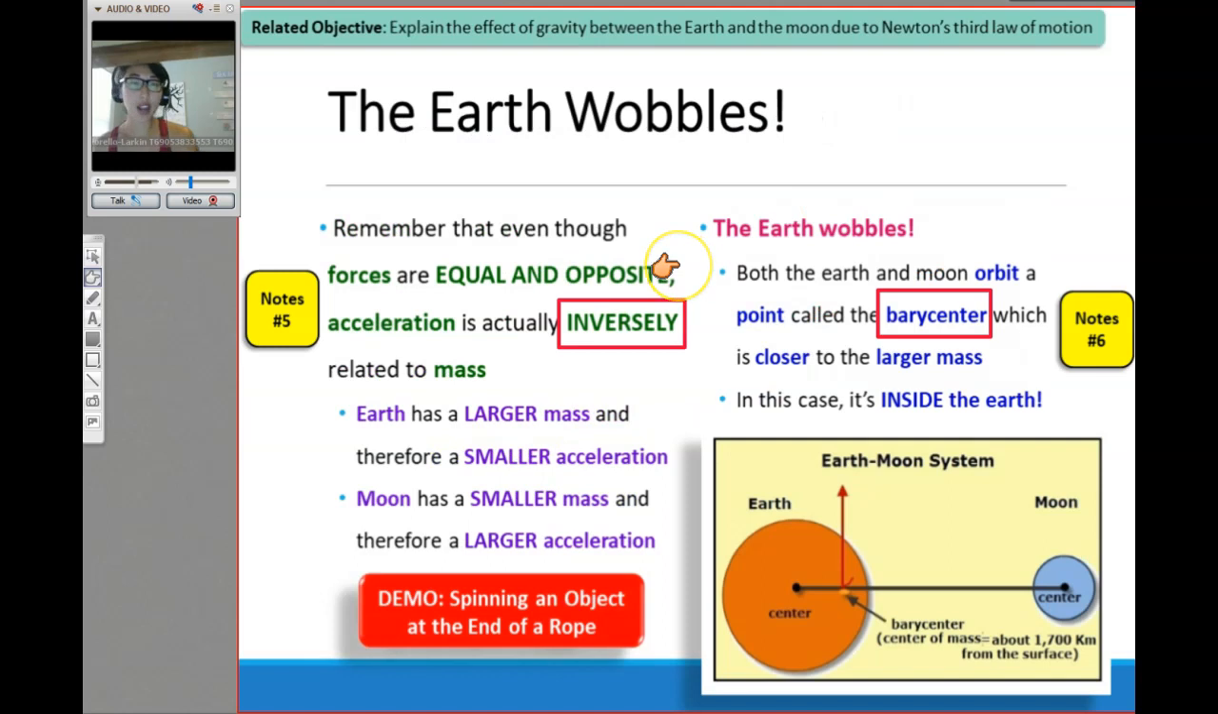However, what you're probably thinking is if they have equal and opposite forces, how is it that the moon can be pulling on the Earth just as strongly, but the Earth is not rotating around the moon, the moon's actually rotating around the Earth, all right? Go ahead, give that a moment. Do you understand why that question would be confusing? Yes, no? If they're equal and opposite, why is the moon revolving around the Earth and not the other way around?